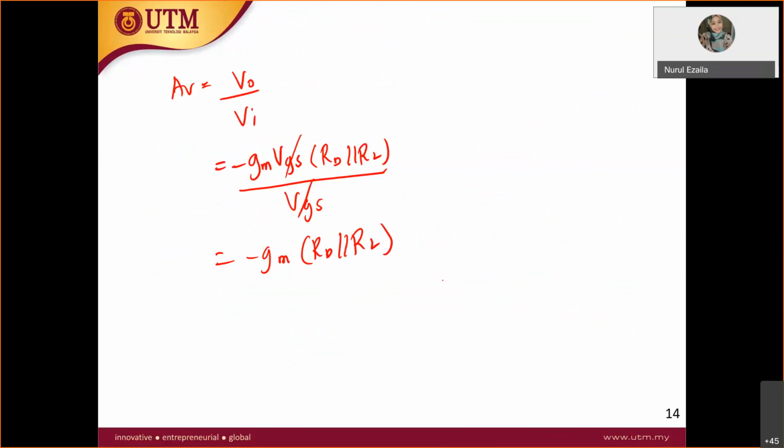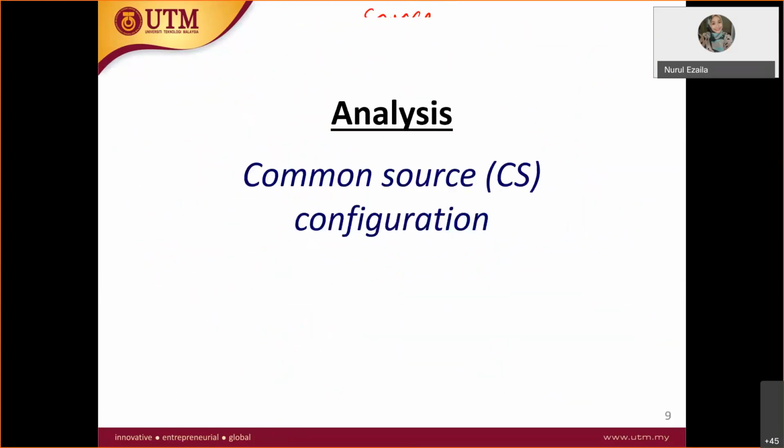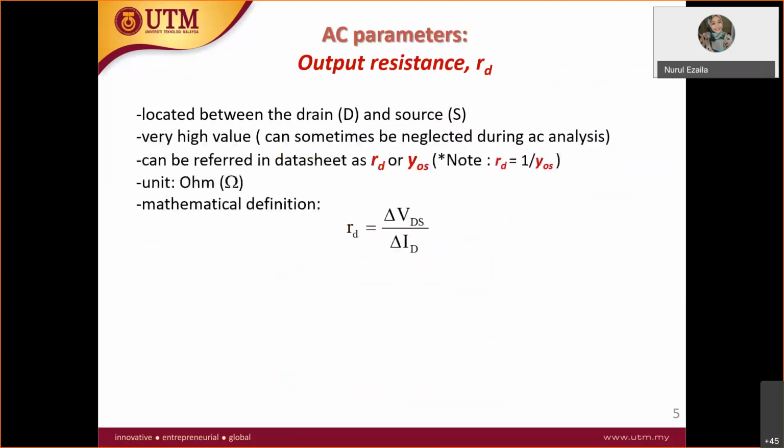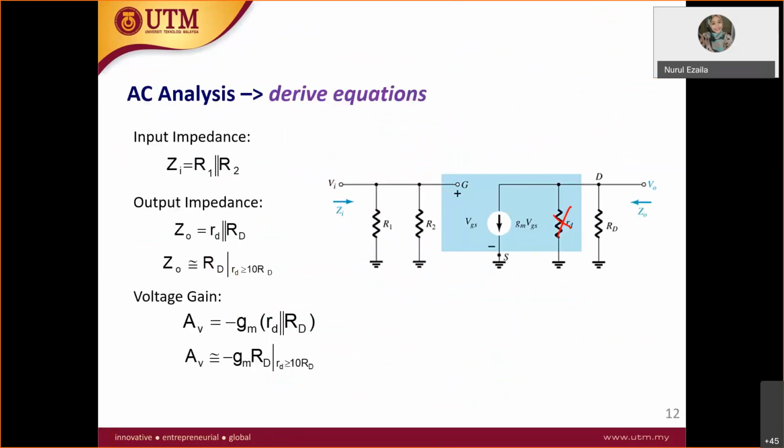Now, where you have the RD and RL, you need to find your GM. In order to find GM, you can use this one or this one. I already have the value just now for the VGSQ, and VTH is given. But you can also use the formula down there, 2 square root K IDQ, and you will get the same answer, if only the threshold voltage and IDQ are given. We are going to do both so that you will be familiar.